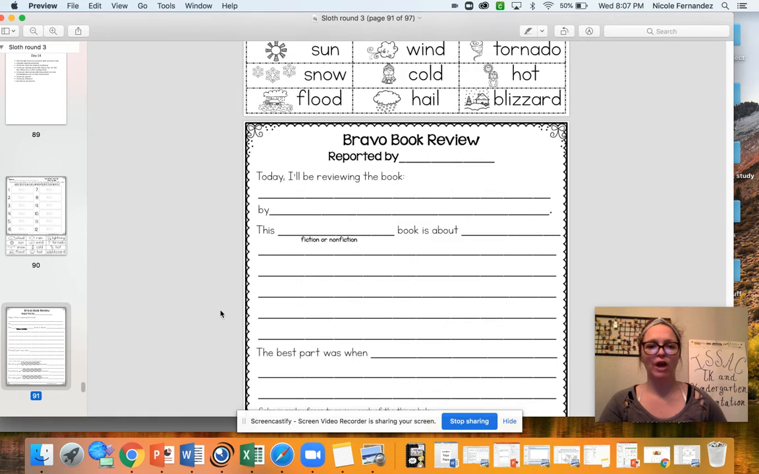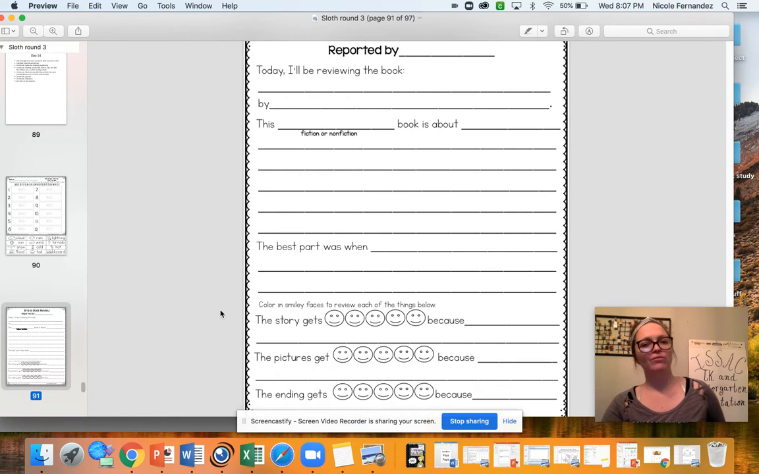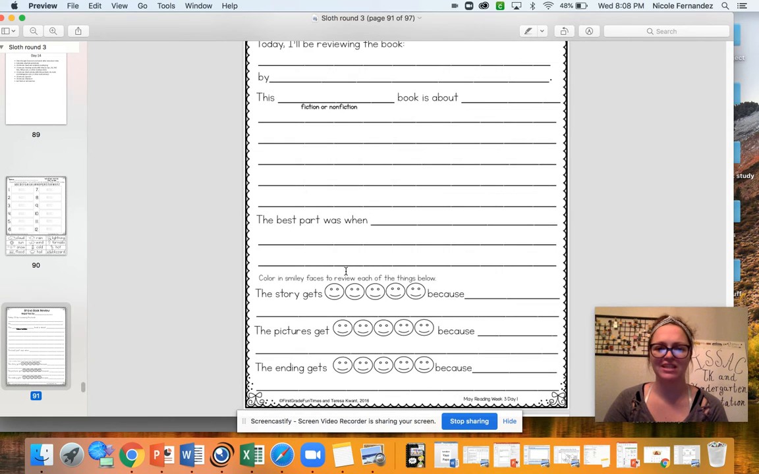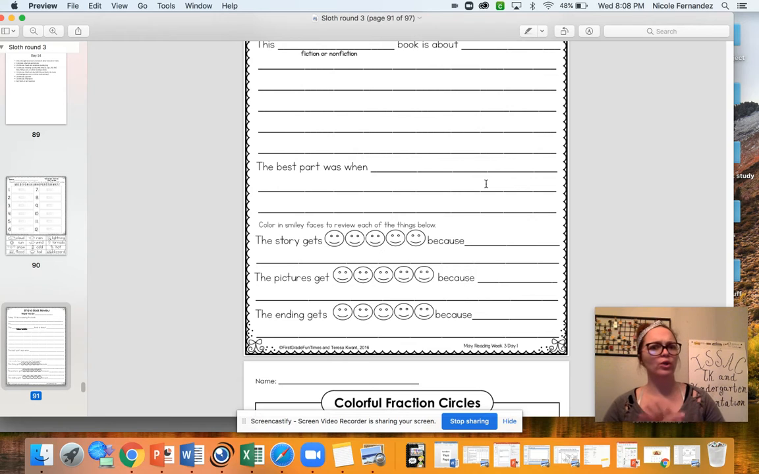Then we have a Bravo book report. So you're going to be writing all about whatever book you've read recently that you've really enjoyed. Okay, so you're going to put the name of the book and the author, whether it's fiction or nonfiction, is it real or not real, and what is it about, what your favorite part was, and then give it a review. It's totally okay if you pick a book that you didn't like, because then you can give us a real honest review.